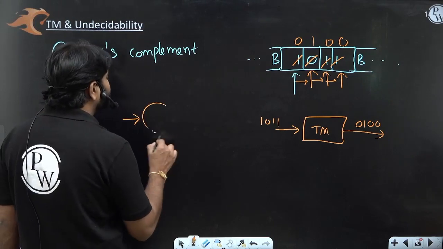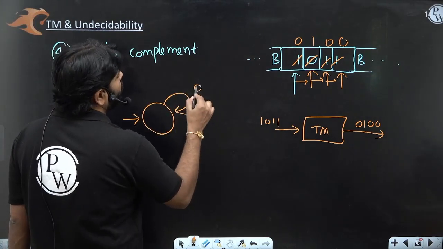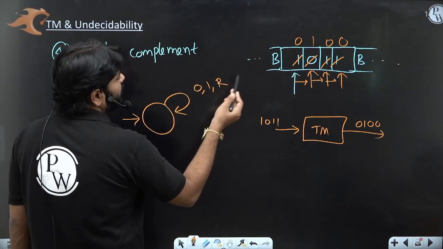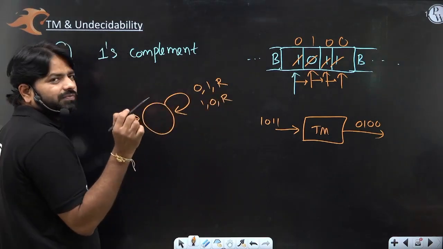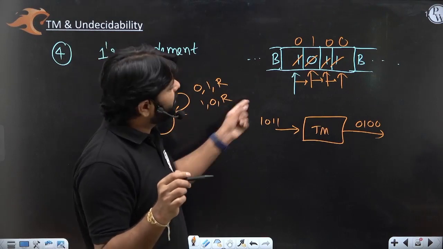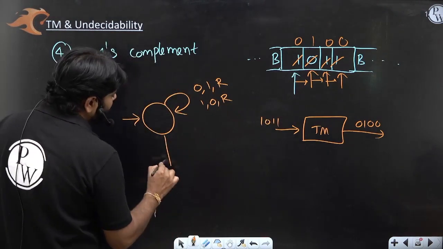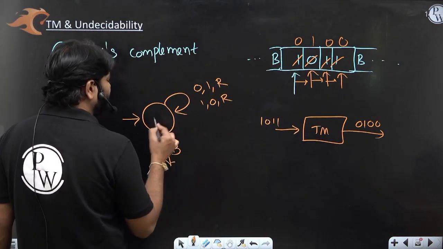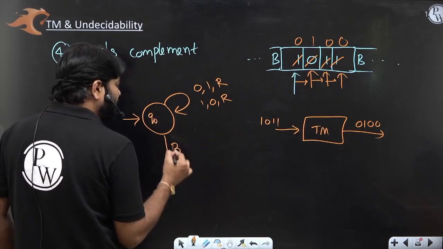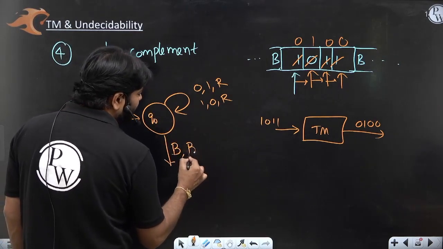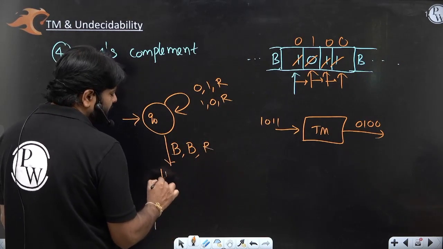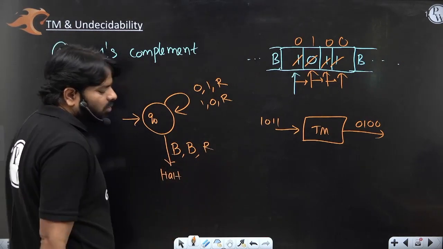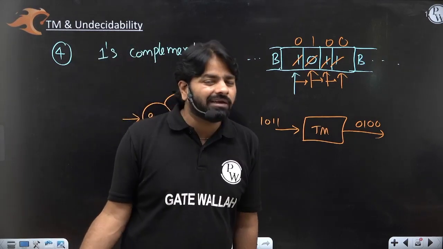Just the initial state can do that job. 0 replace with 1, take right, and when 1 comes, replace with 0, take right. Only these two transitions we are going to perform for the initial state. When the blank comes from Q0, the initial state, replace the blank with the blank and take right or left, it doesn't matter to us, and just halt, because there is no acceptance here, there is no valid or invalid string here.